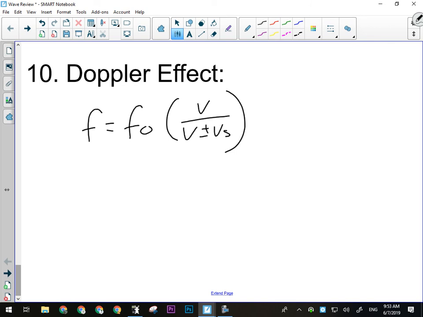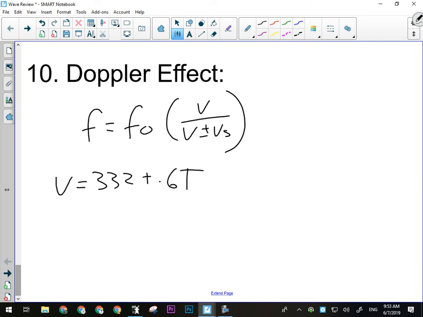Okay. Other things to remember, this might come up a bunch of times too. If a question gives you the temperature of the air, you're going to have to use that to calculate the speed of sound. It could come up occasionally. Okay, that's what's on there.